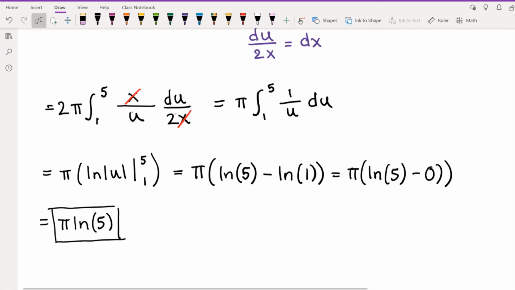All right, so that's it for this video. Like I said, in the next video, we'll do some more slightly different examples using this same shell method. And then the next video after that, we'll do a total review of volumes. So we'll talk about how you can decide whether to use the washer method, the shell method, or the disk method, and do some more problems to practice with volumes. See you next time.